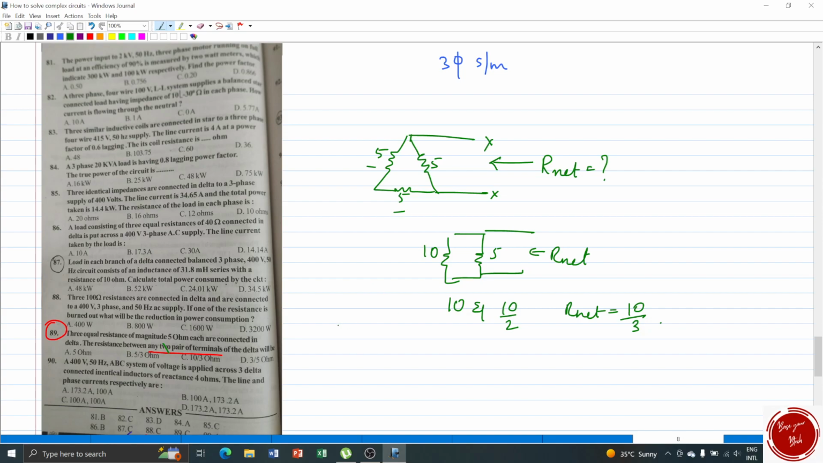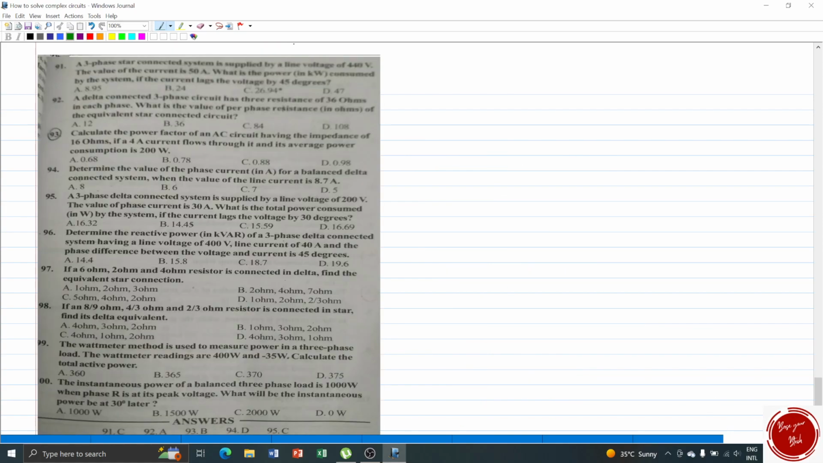Or the direct formula is 10 into 10 by 2 by 10 plus 10 by 2, R1 R2 by R1 plus R2. What is that? 100 by 2 divided by 30 by 2, which is 2 cancel. 100 by 30, which is 10 by 3 again. Okay, so 10 by 3 means option C is your right answer. 89 option C. So moving on to today's set.